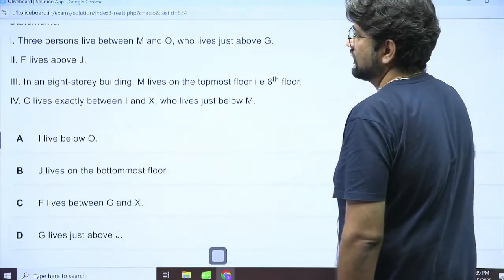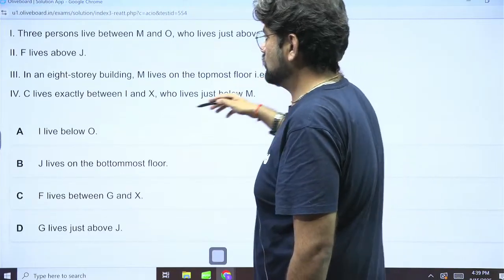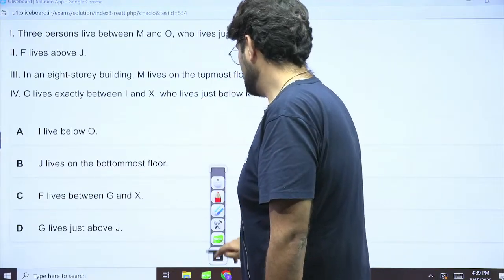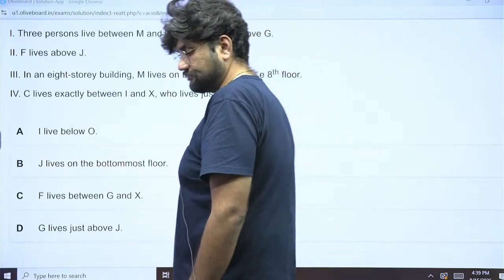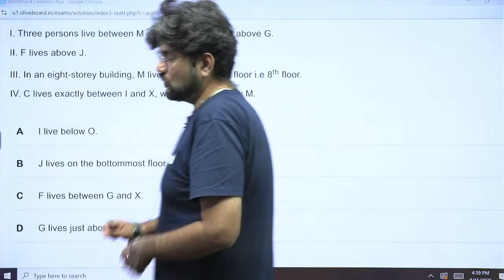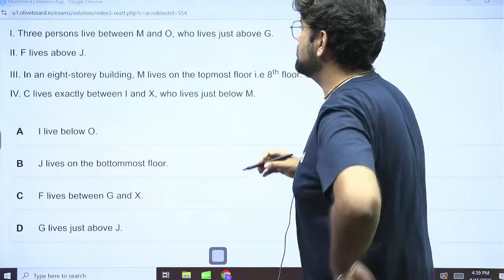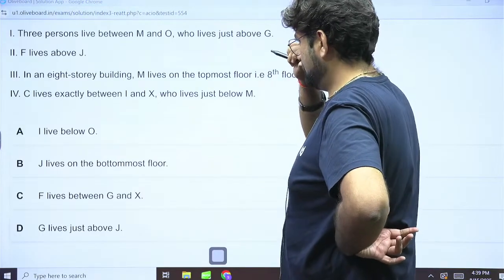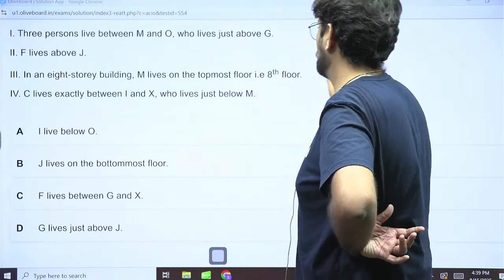Just look at this one. There are again 4 statements given to you and then you have to choose your answers accordingly. It's an arrangement based question. Okay. 3 persons live between M and O who lives just above G. F lives above G. In an 8-story building, M lives on the top 1st floor.